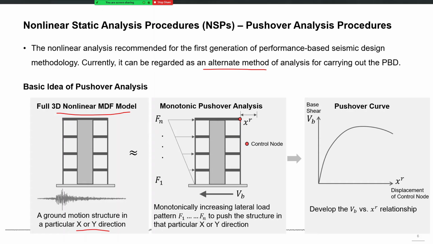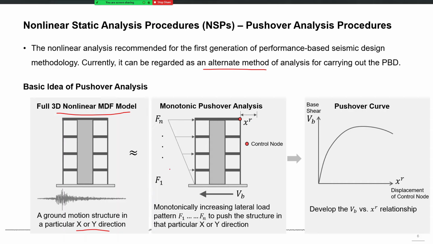At each analysis step you record, or you monitor, the displacement of a particular node which is called the control node. Generally it is assumed at the roof level. So the roof displacement is represented here as xr, and F1 to Fn are the n story forces which are constituting that pushover pattern.